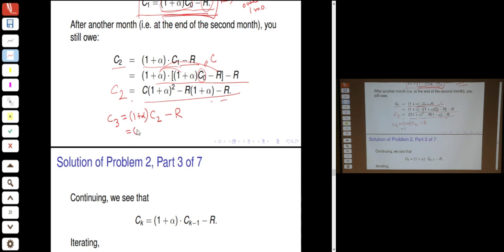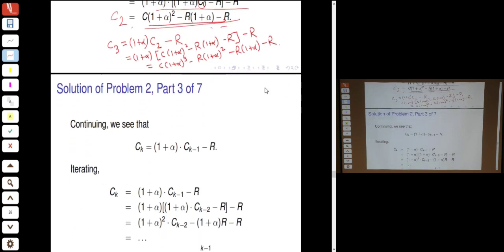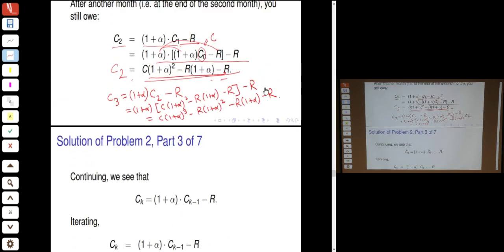Let's now do the same thing, play the same game, and substitute C2 in terms of the original variable. So this is C times 1 plus alpha squared minus R times 1 plus alpha, minus R. Okay. So you notice the similarity between the previous step and this step. So there is a formal similarity, right? So this is C times 1 plus alpha cubed, minus R times 1 plus alpha squared, minus R times 1 plus alpha, minus R. Okay. So you see the trend.